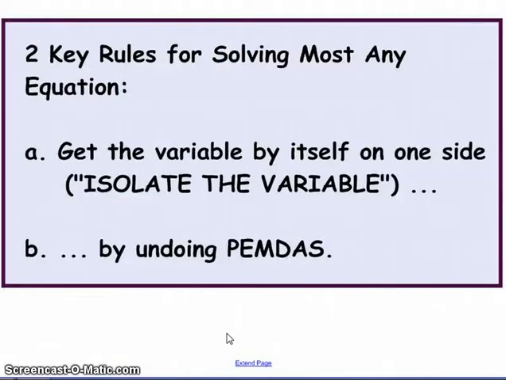All right, well in each of those cases there are going to be 2 key rules for solving the linear equation. Step 1. Get the variable by itself on one side. The textbook always calls this isolate the variable. I'll probably say those same words myself a lot of the time. How do you do that? You undo PEMDAS. What do I mean by undoing PEMDAS? I mean do it in the opposite order.